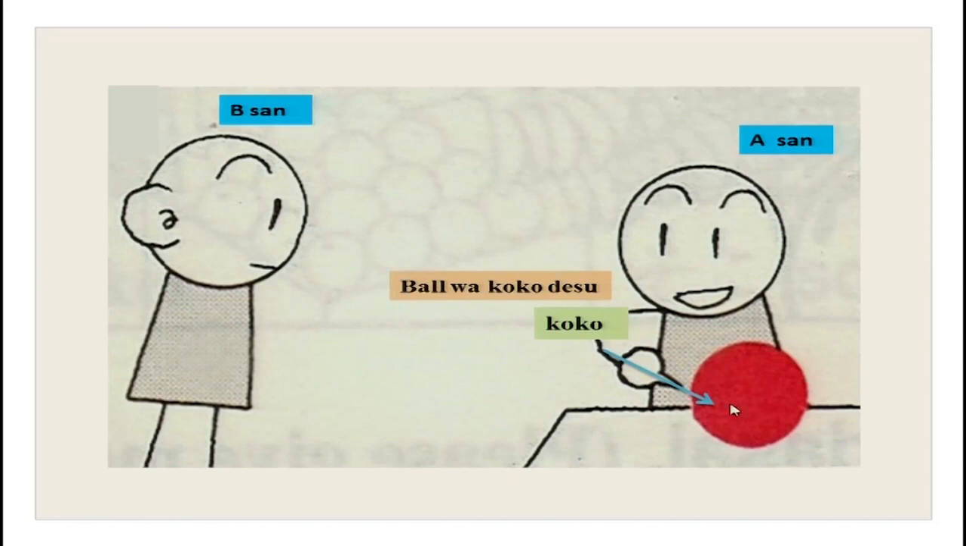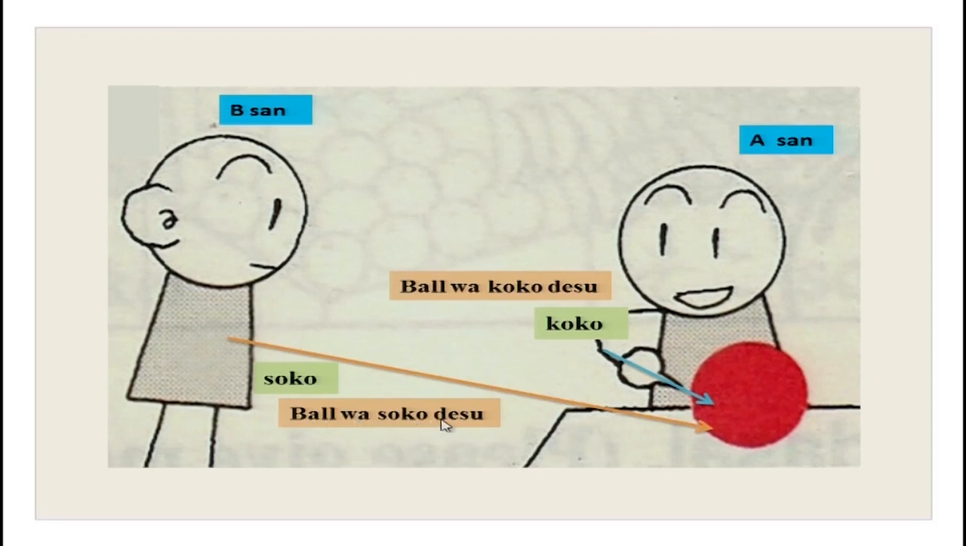Ball wa koko desu. The ball is over here at this point. Well, what does B-san have to say? He points at the ball from where he is and he says soko. So, the ball is far away from B-san. Thus, he says soko.